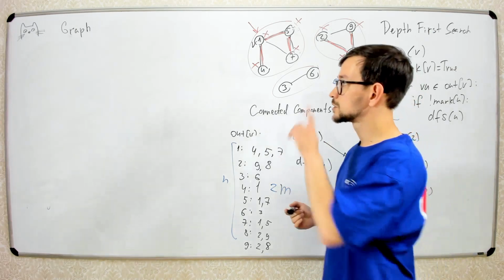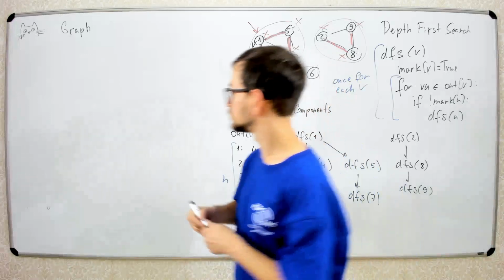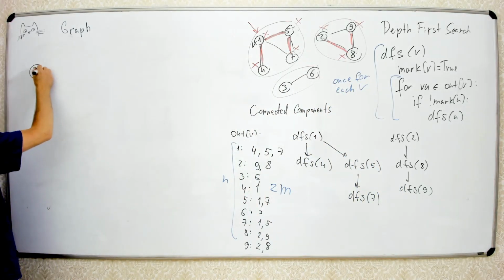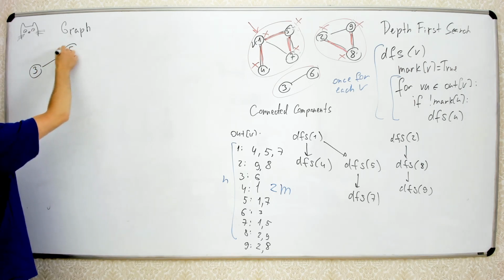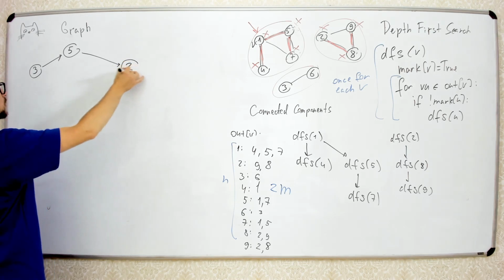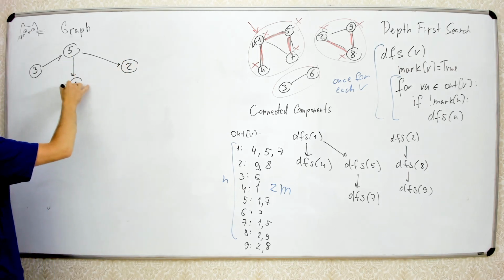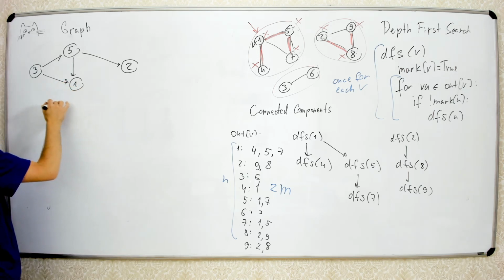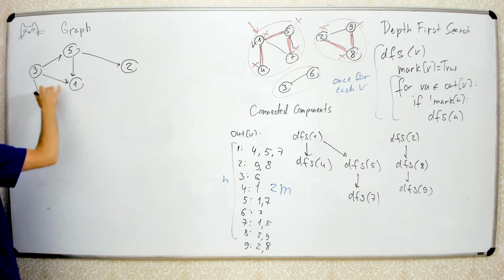Directed graphs. So imagine you have some directed graph. Let's put something like 3, 5, 2, and here's 1, and here's something else like this.